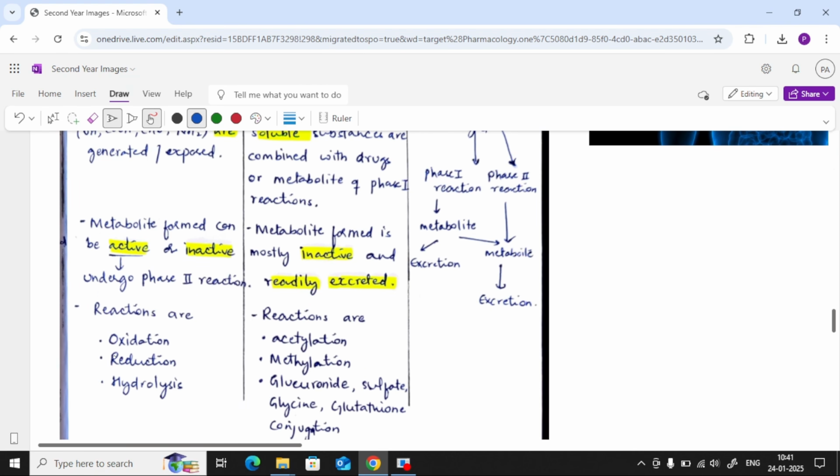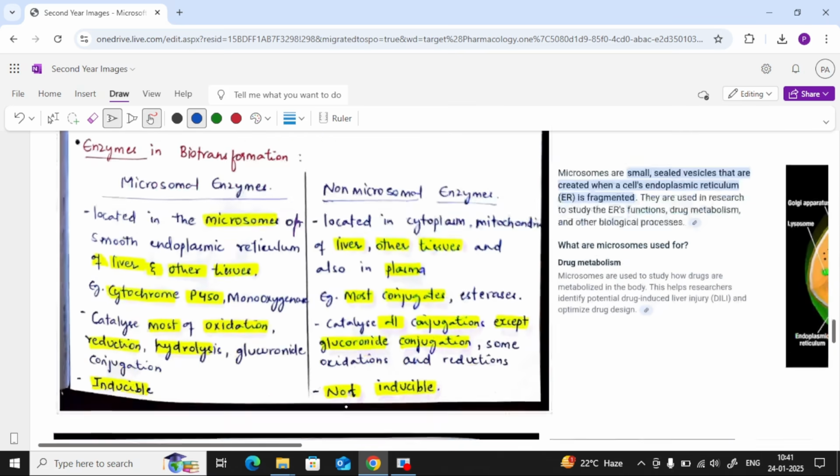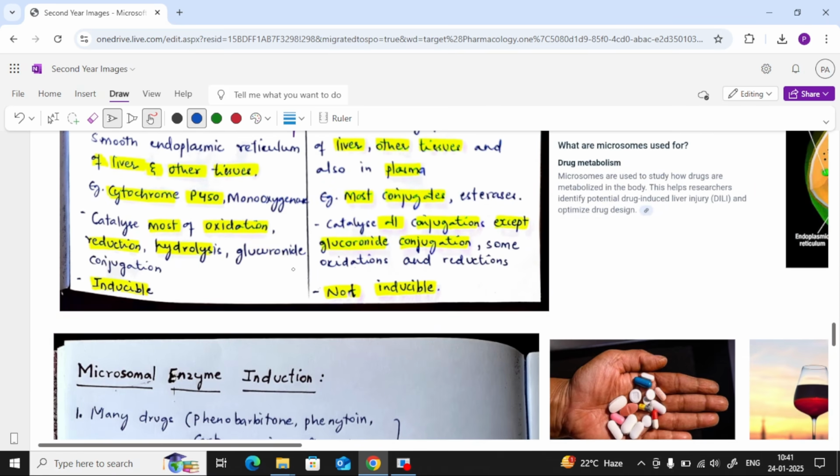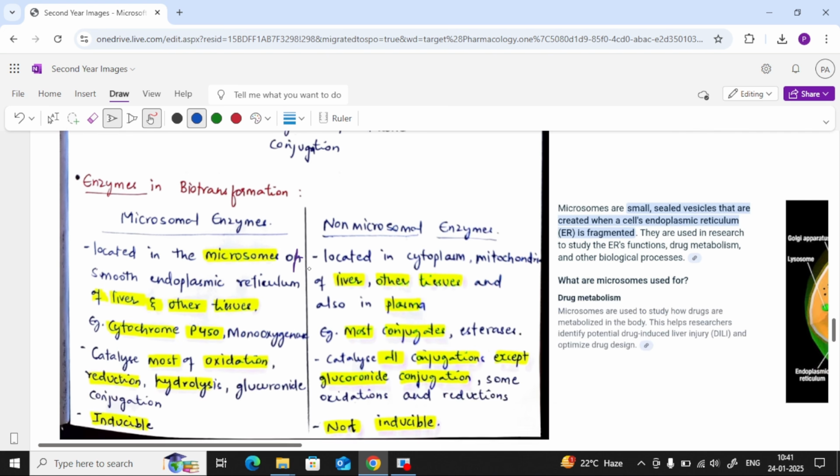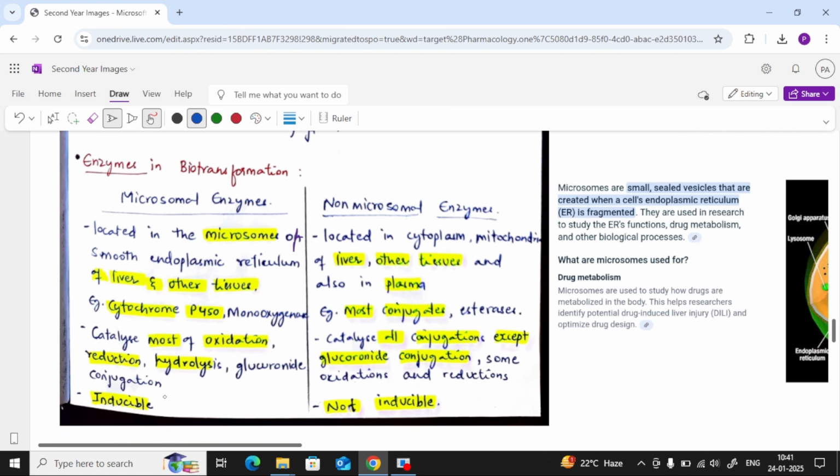Okay, they are helping in oxidation, reduction, and in phase 2 they are helping only in which conjugation? Glucuronide conjugation. So they are helping in only glucuronide conjugation. Next, they are inducible. It's written here they are inducible. What do you mean by they are inducible? That is our next question. As we go ahead, you will understand this.